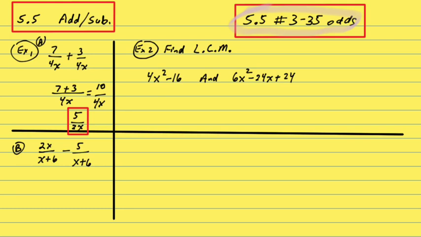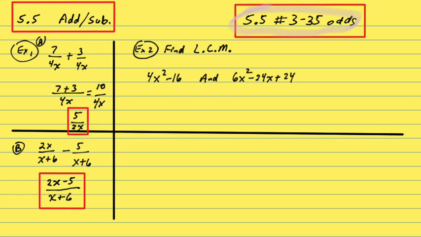Now, in B, you'll notice they also have a common denominator of x plus 6. They're both over it, so all you have to do is combine your numerators. So you get 2x minus 5 over x plus 6. Finding the least common multiple can help you find common denominators. So let's see if you can do these.